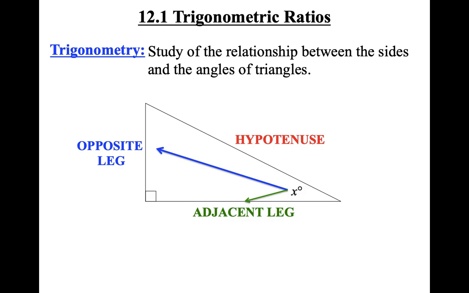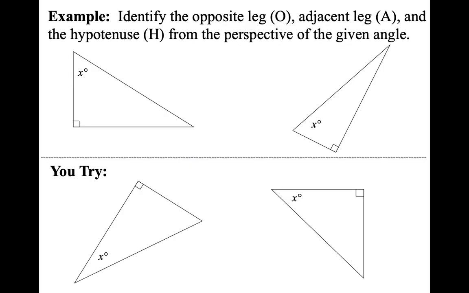Now, it's important to be able to identify the opposite leg, adjacent leg, and hypotenuse. So we're just going to take a look at an example doing that, and then we're going to do a you try where I'd like you to pause the video and try it yourself. We're just going to simply identify the opposite leg with an O, adjacent leg with an A, and the hypotenuse with H from the perspective of the given angle.